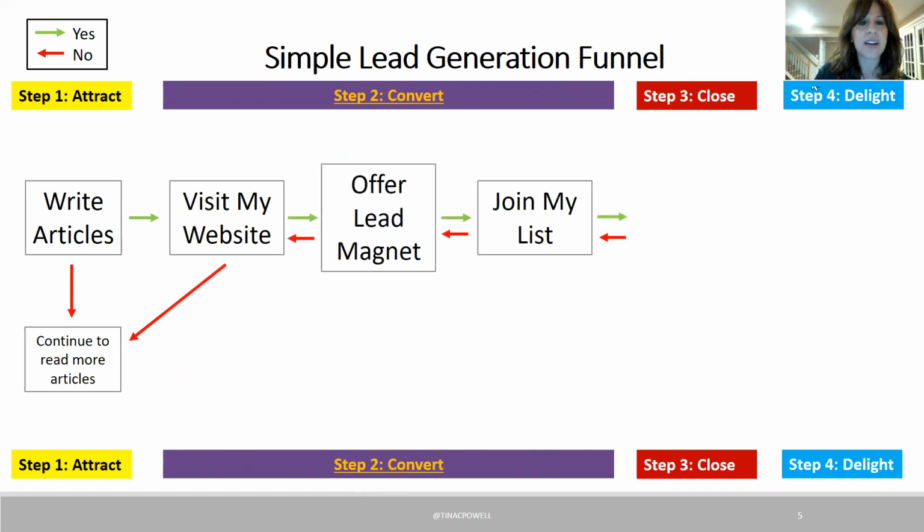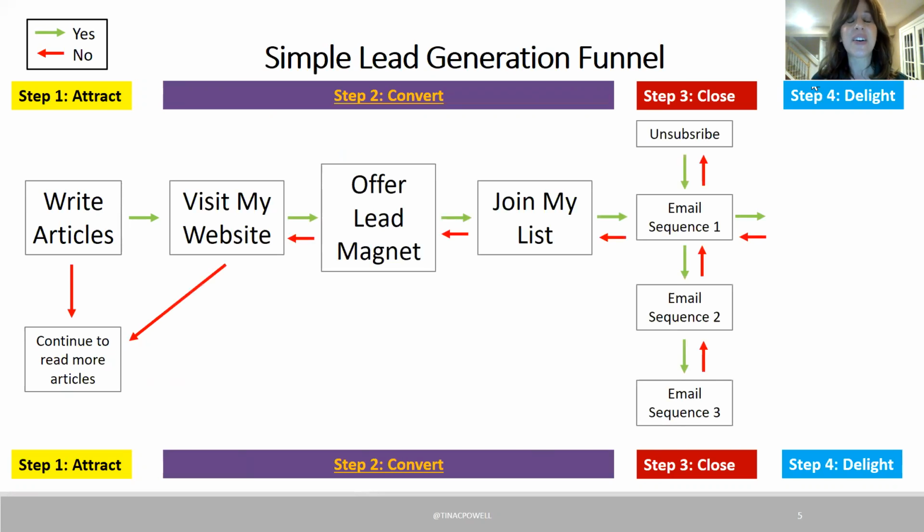Once they get on your website, again, it would be great if we had some sort of lead magnet, some free resource to offer them as a way also to thank them for coming to our website and taking the time, but also to hopefully get them to join our list. Once they join the list, by definition, they have now gone from a stranger to a lead, because we have that piece of identifiable information. They are now in our CRM system.